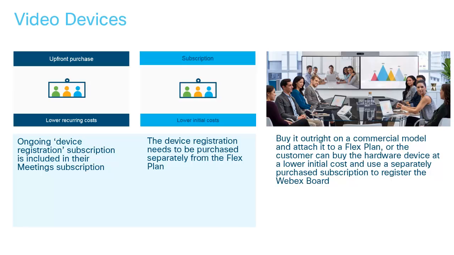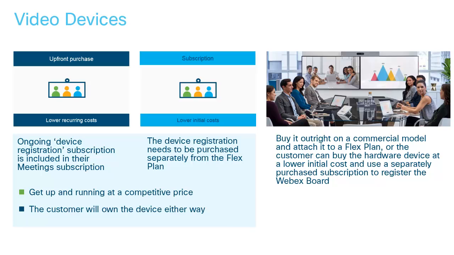For example, let's consider the Cisco Webex board. The customer can buy it outright on a commercial model and attach it to a Flex Plan, or the customer can buy the hardware device at a lower initial cost and use a separately purchased subscription to register the Webex board. The customer can get up and running at a competitive price, while the partner gets recurring revenue on the subscription. The customer will own the device either way after payments are concluded. There are a wide variety of devices available under this plan.